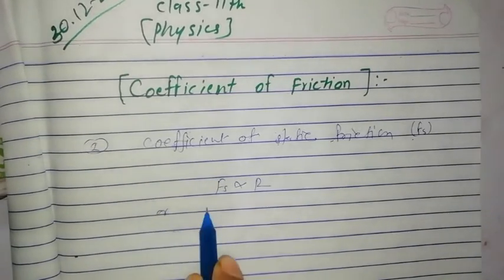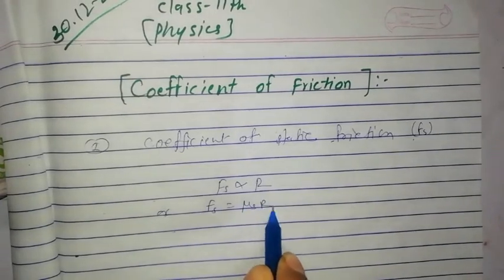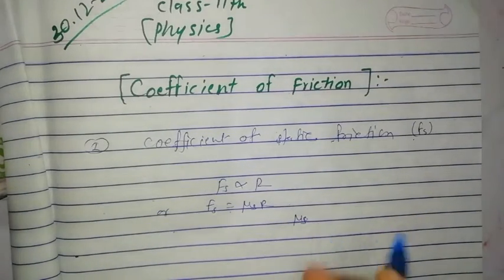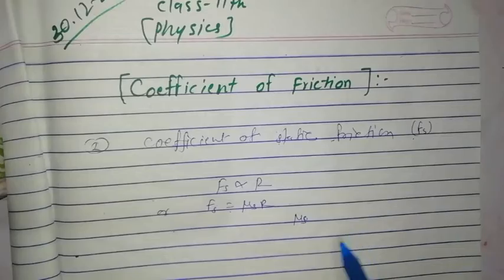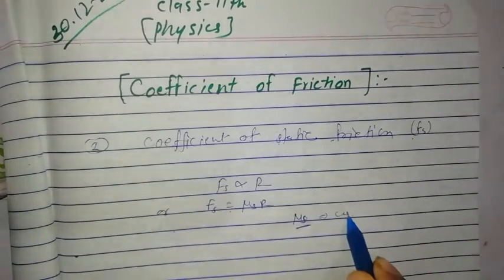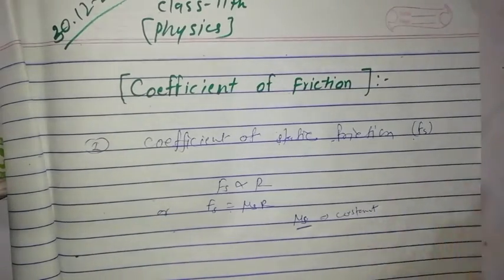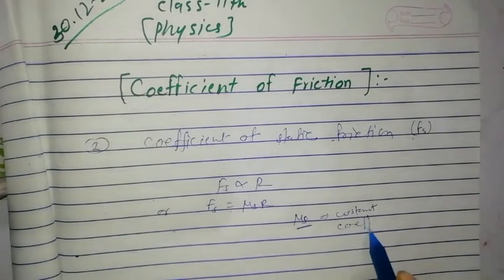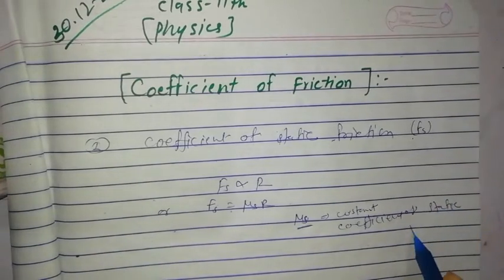Or we can write small fs equal to mu s R, where mu s is the constant of proportionality, and it is called the coefficient of static friction. It is a proportionality constant, and mu s is also known as the coefficient of static friction.